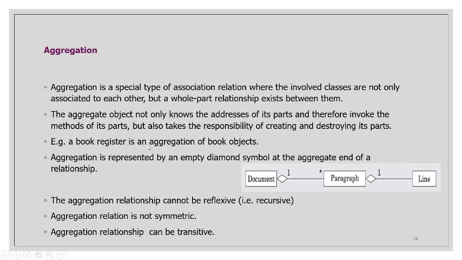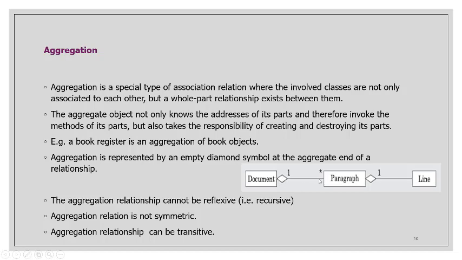For example, a book register is an aggregation of book objects. If we say that a book register is an aggregation of book objects, books can be added to the register and deleted as and when required. So the book object is fully associated with this book register. Aggregation is represented by an empty diamond symbol at the aggregate end of the relationship, and this diamond symbol should be at the end of this relationship. So this is the end and this is the start.